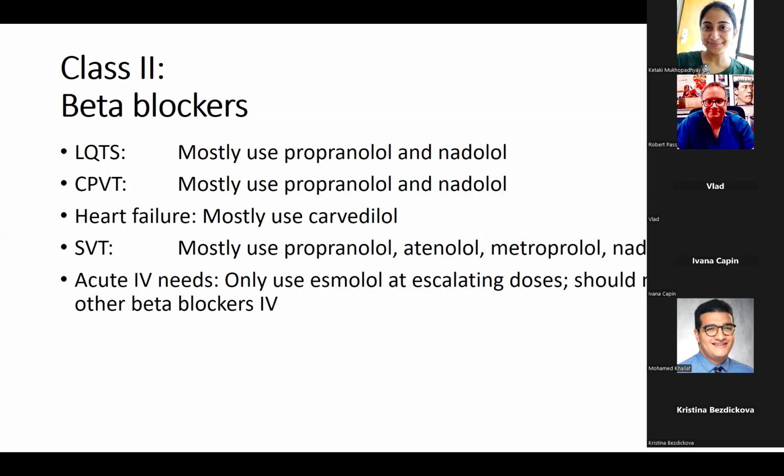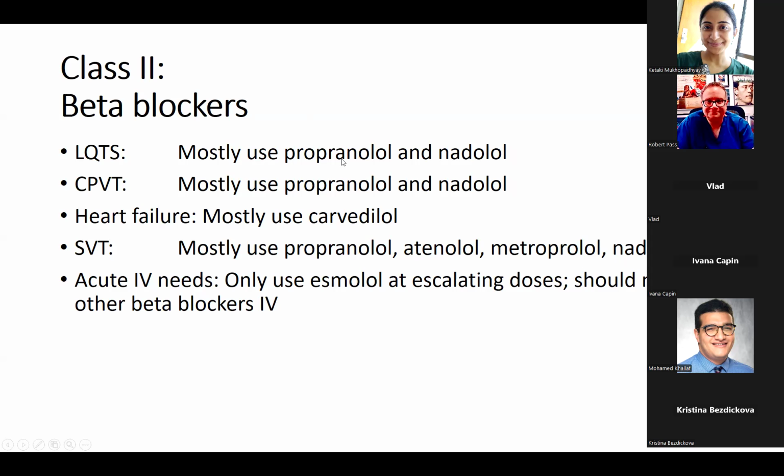So, in what circumstances do we use these different agents? For patients who have long QT syndrome, first thing to say, I would say, is that probably all agents can be used for all diseases, but there are certain agents that have been studied in certain diseases. And so it is standard to use the agents that have been demonstrated to be effective in those diseases, just because obviously if there's medical evidence of benefit, that would be the agent you would want to use until proven otherwise. So in long QT syndrome, by far the most commonly used agents are propranolol and nadolol.